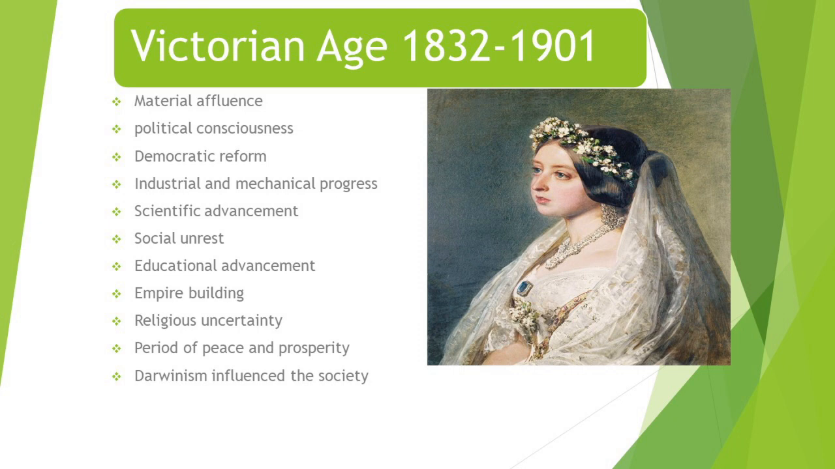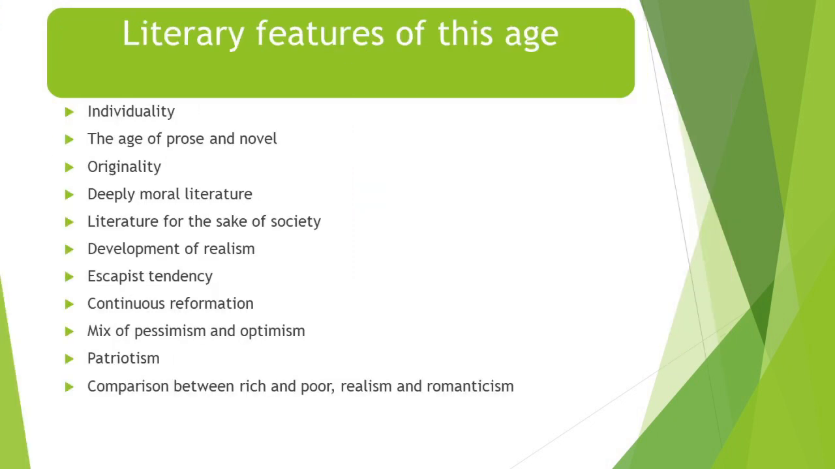Okay, now let's go to another dimension, that is the literary dimension, and what the literature of that period was. Literary features of this age: individuality. They have individual, distinctive characters in their writing. Rather than following the shortened classical culture, they use their individual characteristics in writing. It is the age of prose and novel rather than poetry and drama. There was originality of individual writing, and literature was basically based on certain norms and values, ethical and moral values were associated with literature.